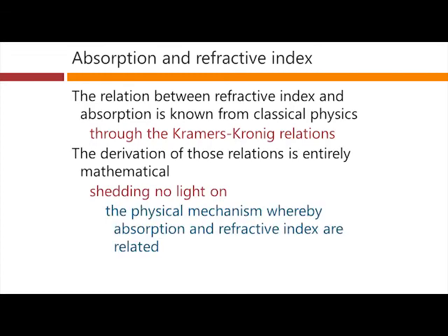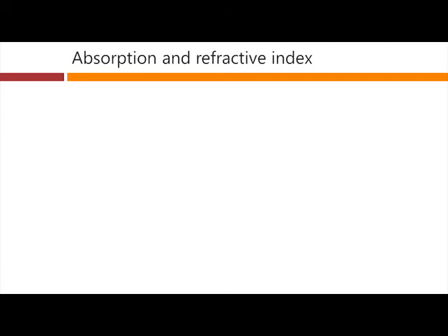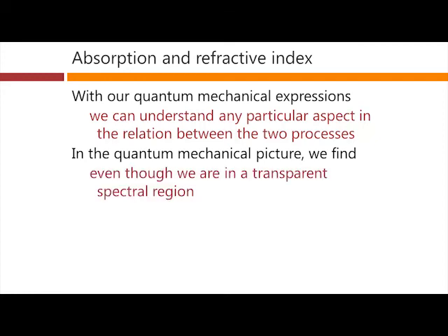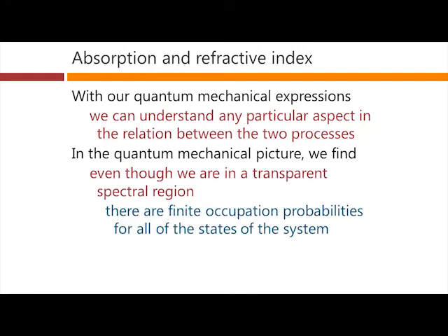So that mathematical approach from classical physics really does not help us understand the physical mechanism whereby absorption and refractive index are related in a real material. On the other hand, with our quantum mechanical expressions, we can understand any particular aspect in the relation between these two processes. In the quantum mechanical picture, we find that even though we are in a transparent spectral region, there are finite occupation probabilities for all of the states of the system.